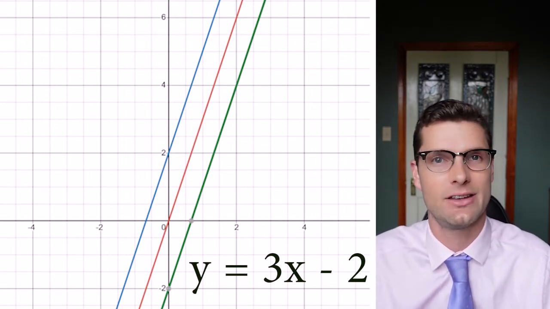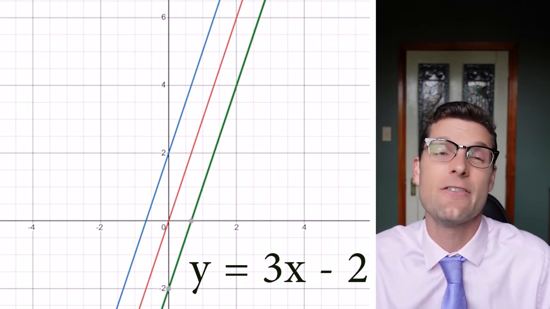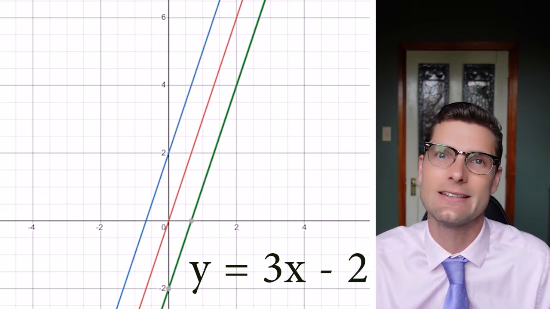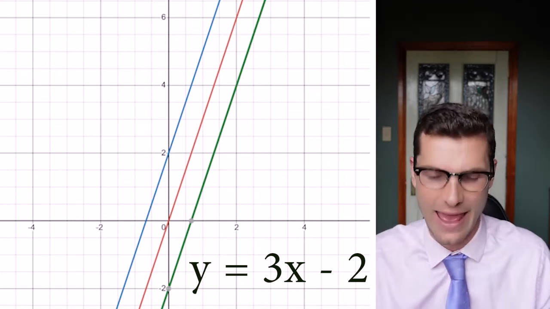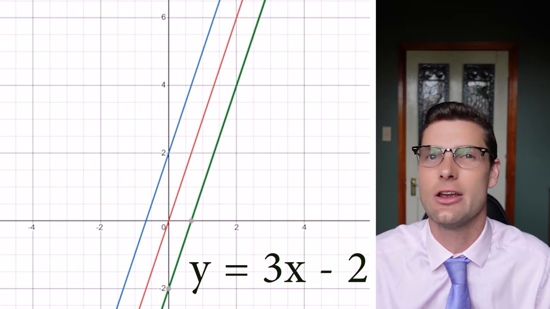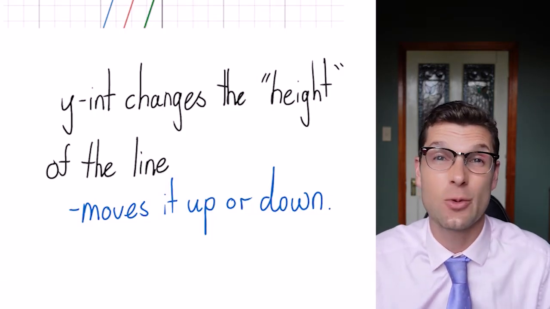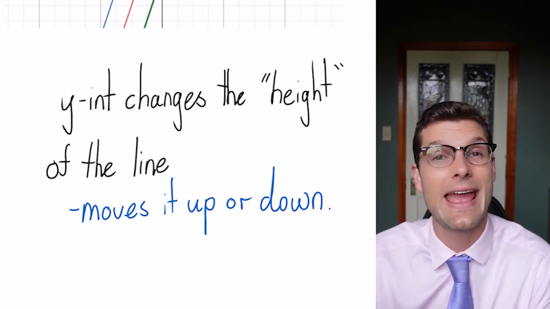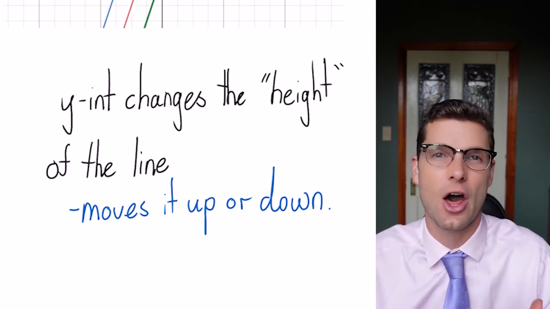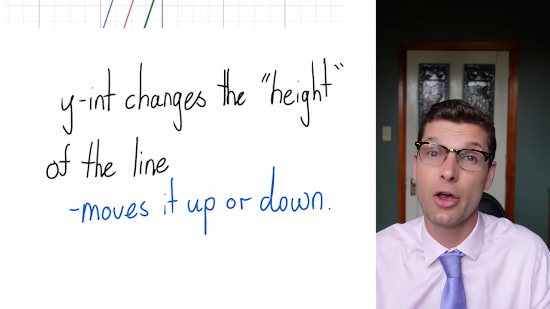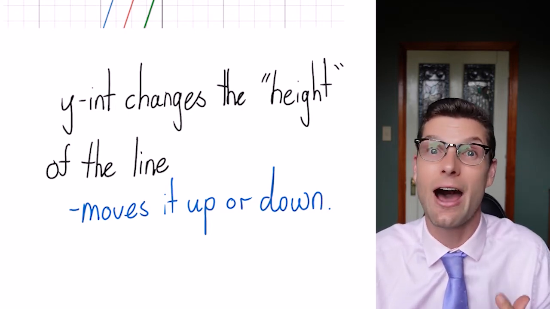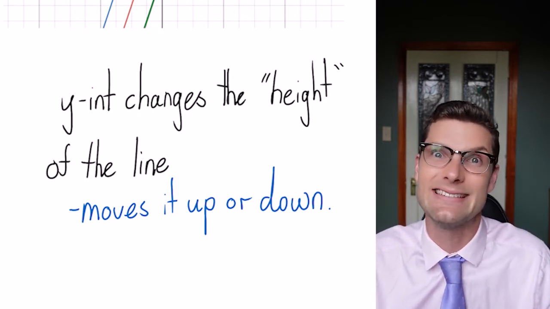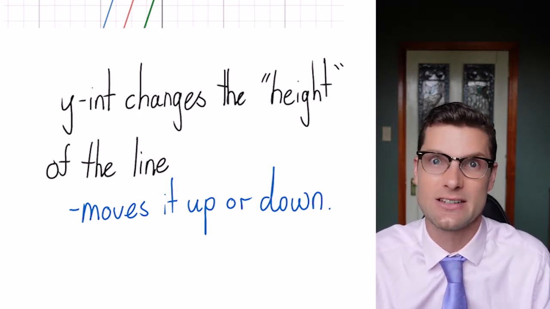This one's parallel to the other ones as well. But instead of being elevated 2, because it's negative 2, it crosses the y-intercept 2 positions down, and that's why you can see it so clearly on this graph. So I think the easiest way to think about this is that the y-intercept value, or the number at the end that is a constant, changes the height of the graph. If it's a positive number, it moves the whole graph up that many squares, and if it's a negative number, it moves the line down, no matter what happens to the gradient.